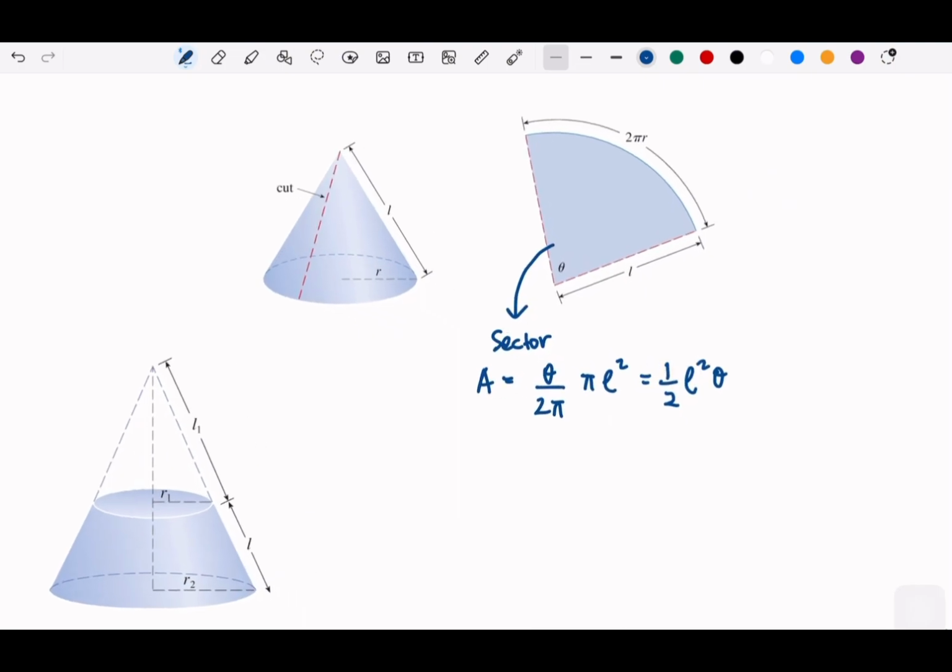But what is theta? So the theta itself is equal to the circumference divided by L. Or if you want to say the ratio from this, we can also write this as a reference. And then we can substitute this into here, which we get the area as pi r L.